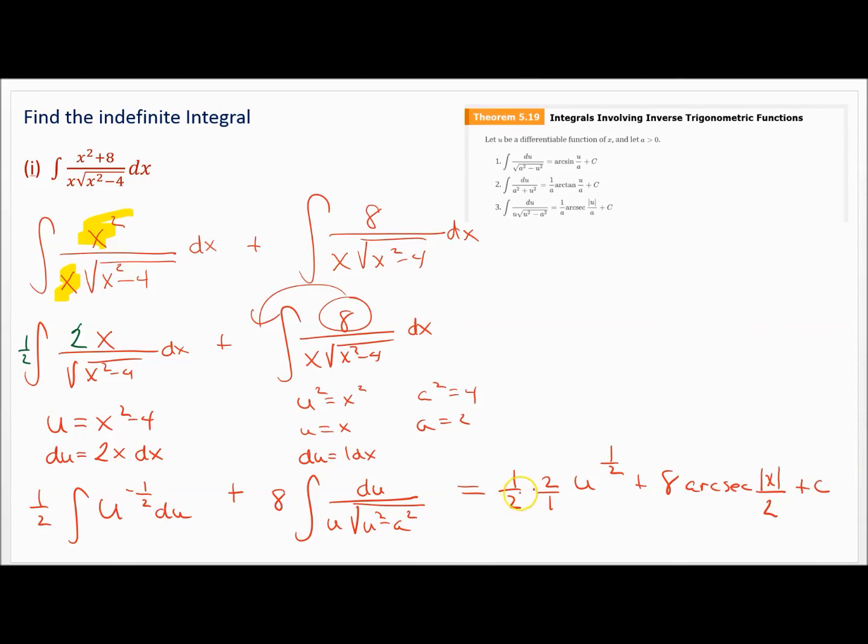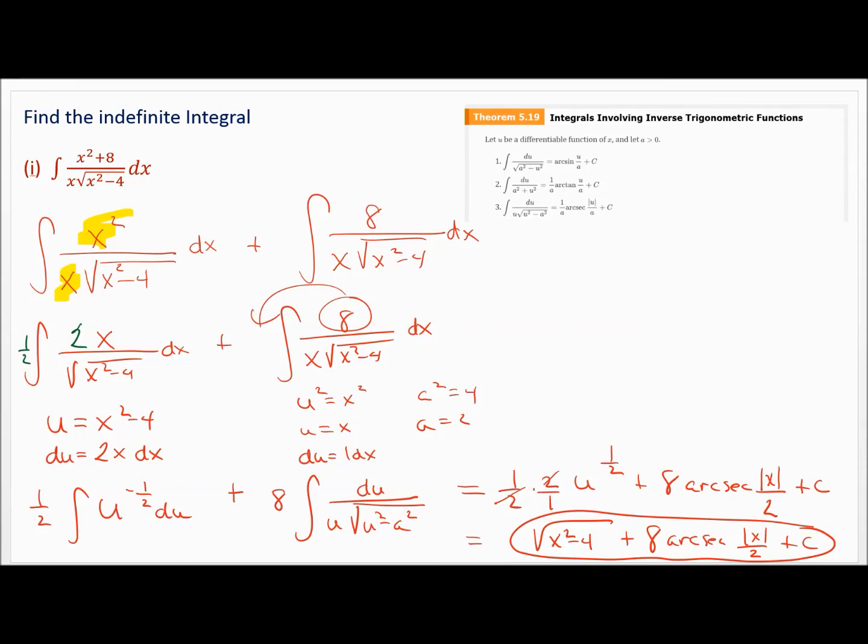Now I'm not completely finished because this 2 cancels with this one, and I have to plug u back in for the first integral, which was x squared minus 4 to the 1/2, so that's the square root of x squared minus 4 plus 8 arcsecant absolute value of x over 2 plus c. That one was a doozy, don't you think?